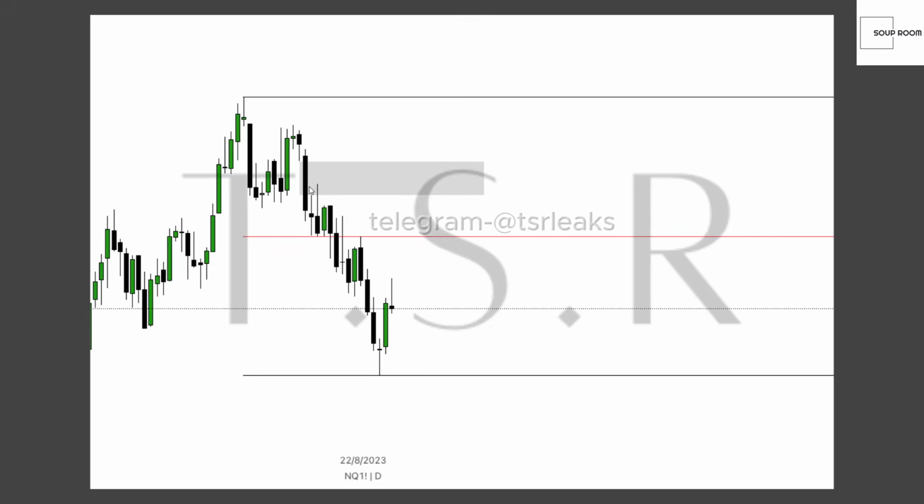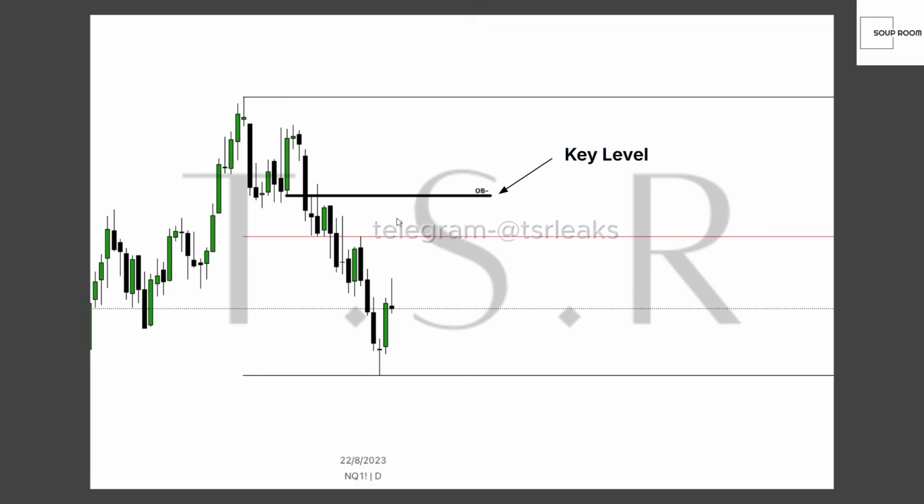As you can see, we have the bearish fair value gap right here. We also have, so the bearish fair value gap is a key level on the daily time frame, right here, daily. And we also have a bearish order block on the daily time frame, which is a key level.